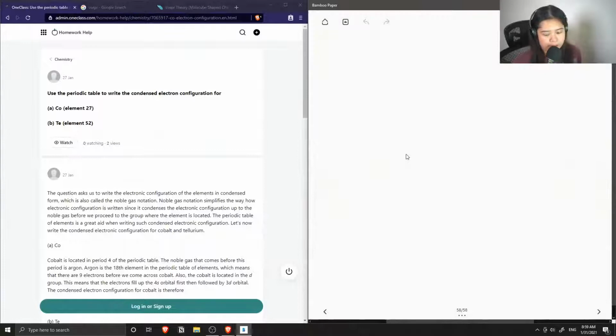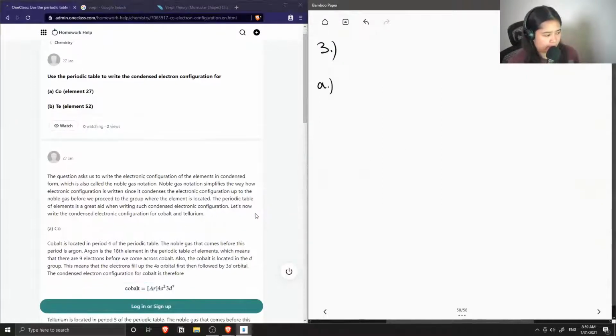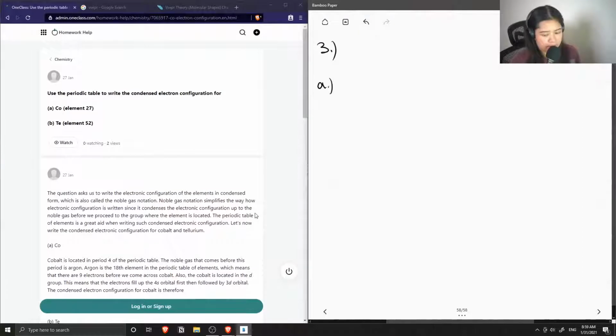Okay, so question number 3. Use the periodic table to write the condensed electron configuration for Co, cobalt, and Te, which I believe is tellurium. Yep, tellurium. Okay, so cobalt and tellurium.